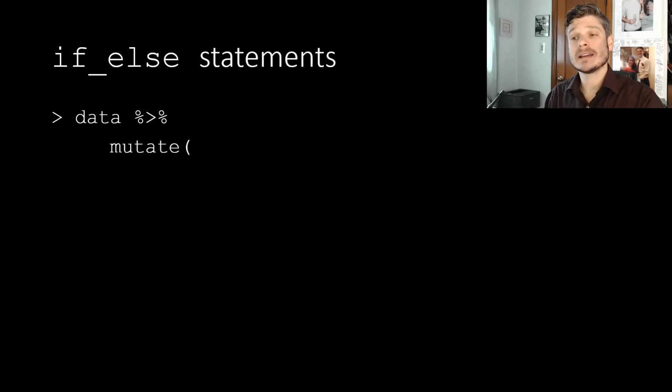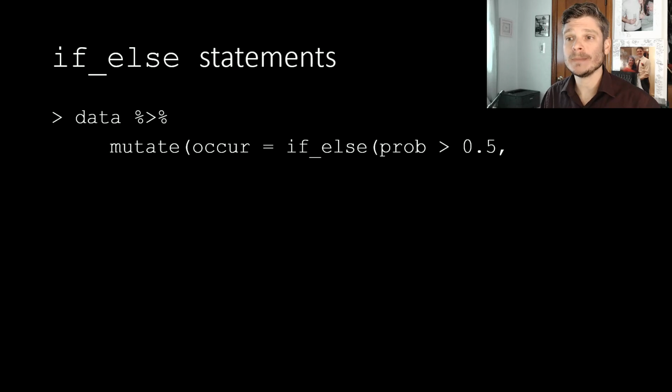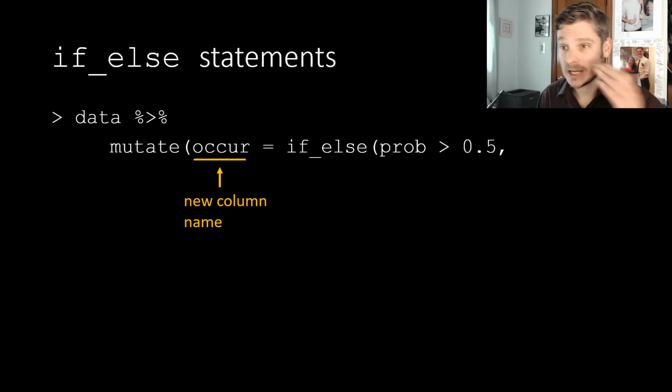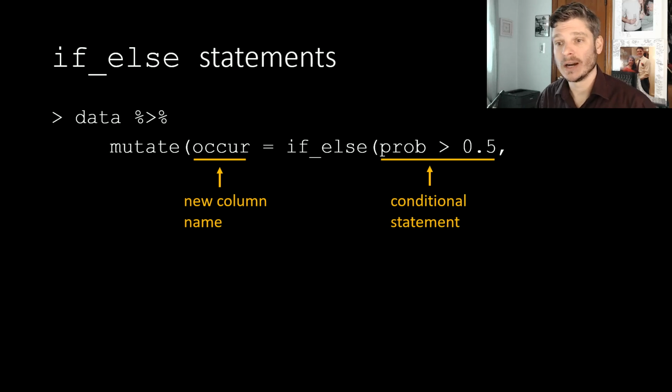So we take my data, I pipe it into mutate, and then the next thing I need to fill out is, well, I need my new column name, right? That's how the mutate function works: the first thing that we type in should be our new column name. And now what we're going to do after that is include our if-else function. All right, we have our if-else function that has our conditional statement. So remember, there need to be 3 arguments in our if-else statement. The first being our conditional statement.